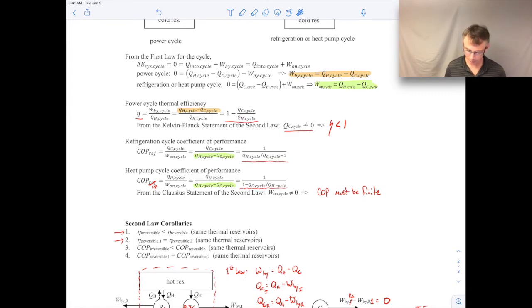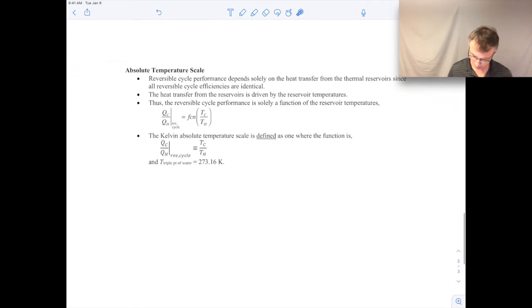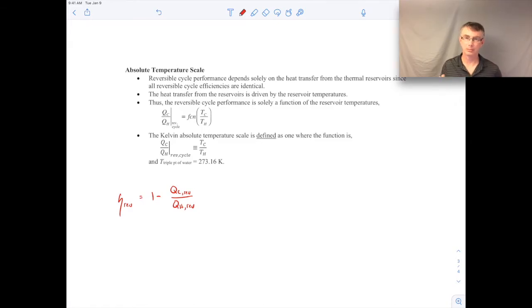And so if we have a reversible cycle, let me just write it down here. And I'm just going to use the thermal efficiency for a power cycle, just to make it easy. We know that that's going to look like this. And I'm going to drop the cycle subscript. Just all of this is over cycle. It's just inconvenient to write that down every time.